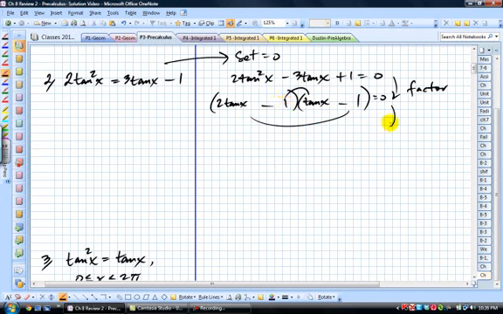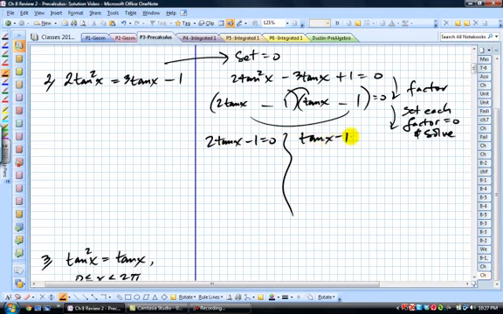So we factor, and now we want to set each factor to 0 and solve each. I have to solve 2 tangent x minus 1 equals 0, and tangent x minus 1 equals 0. Solving the first one, we get tangent x equals a half, because we add 1 and divide by 2. The next one, I get tangent x equals 1.